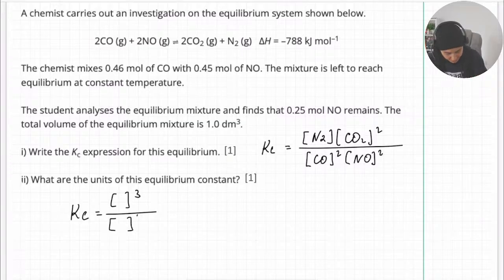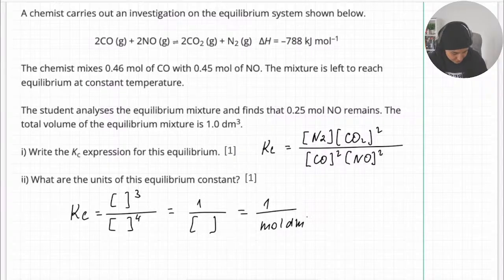So you can work with units like you would with numbers. So for example, 3 squared times 3 squared is 3 to the power of 4. So the powers are added up, and what we end up with is 1 divided by the concentration, right? Because you subtract 3 from both, so it becomes 1 over concentration, and 1 over concentration is 1 over mole per cubic decimeter. So concentration in these questions is always mole per cubic decimeter.